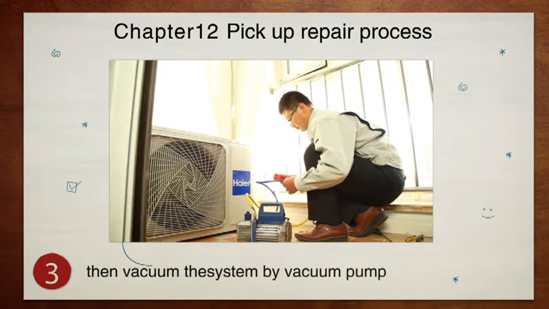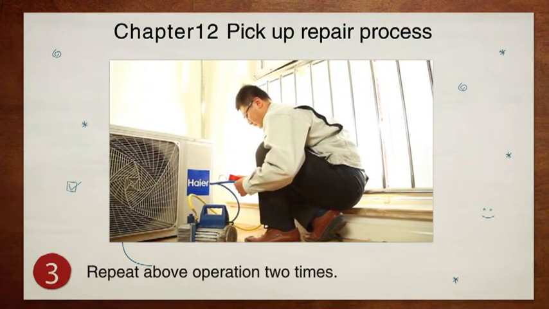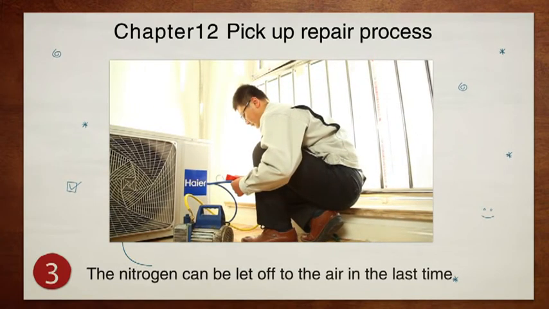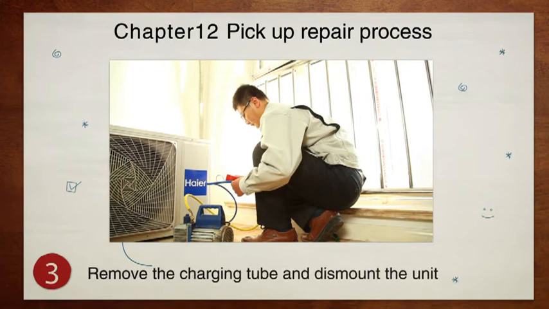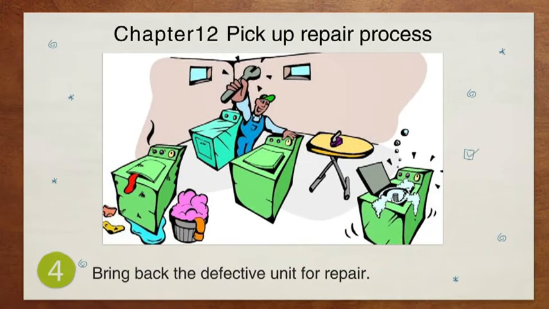Then vacuum the system by vacuum pump. Repeat above operation 2 times. The nitrogen can be let off to the air in the last time. Remove the charging tube and dismount the unit. Number 4. Bring back the defective unit for repair.